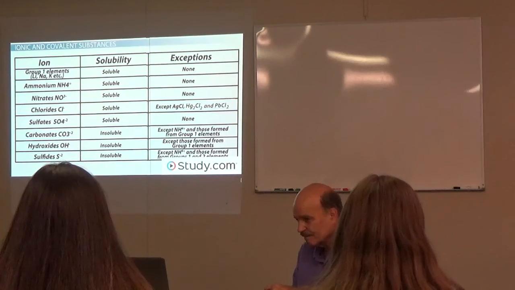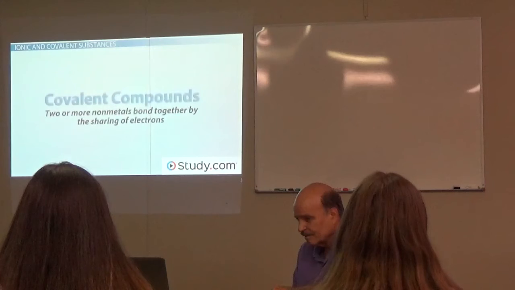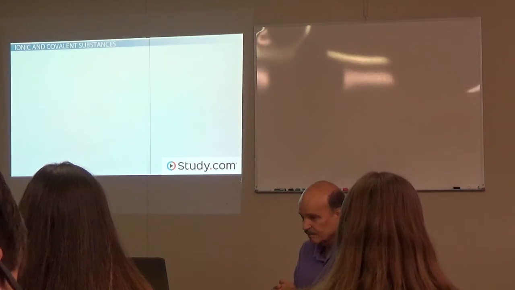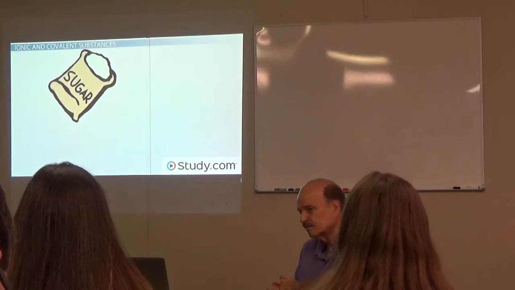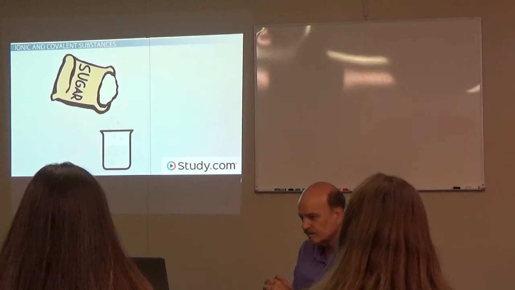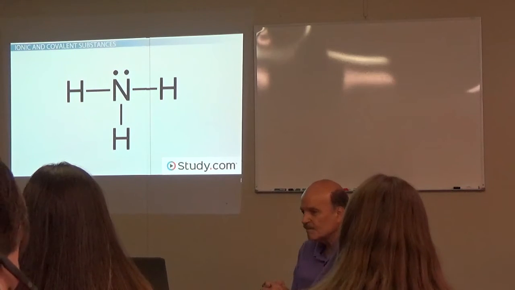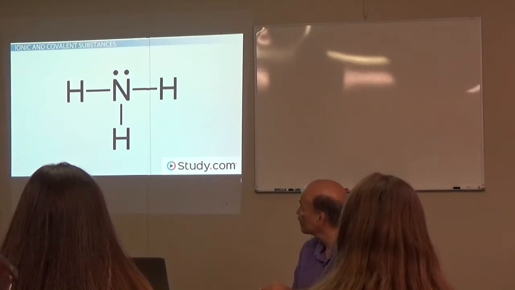Non-electrolytes are usually covalent compounds, which are formed when 2 or more nonmetals bond together by the sharing of electrons. While some of these compounds, like sugar, may dissolve well in water, they usually don't dissociate to produce ions. Some covalent compounds, like the weak electrolyte ammonia, may cause other compounds to form ions, but ammonia itself does not dissociate.